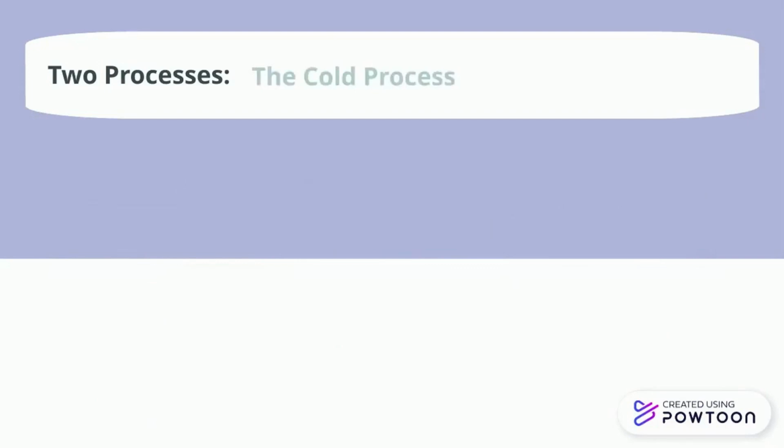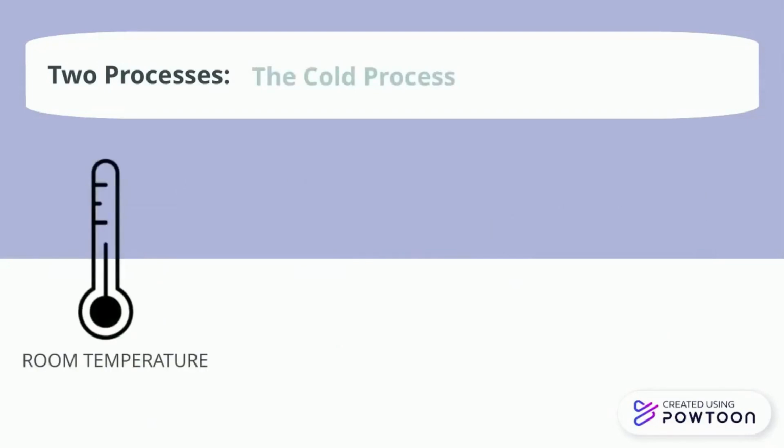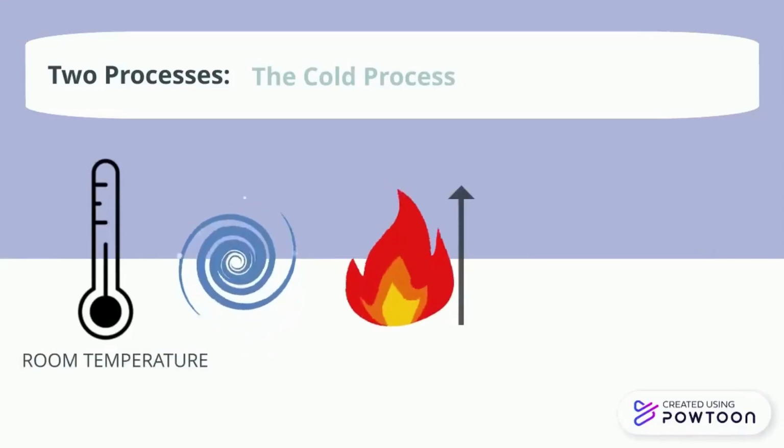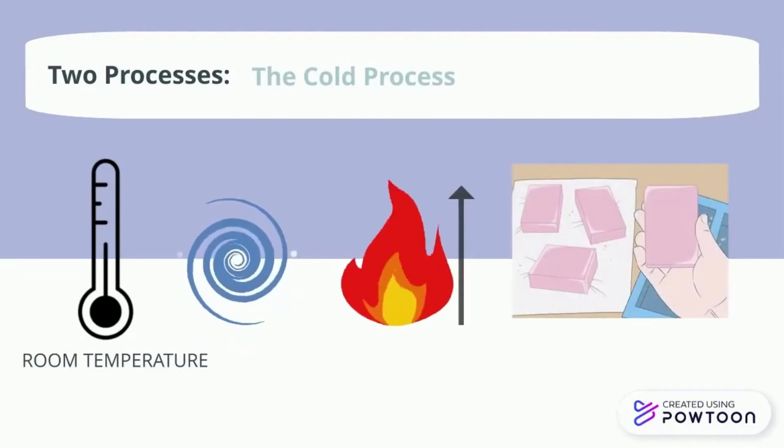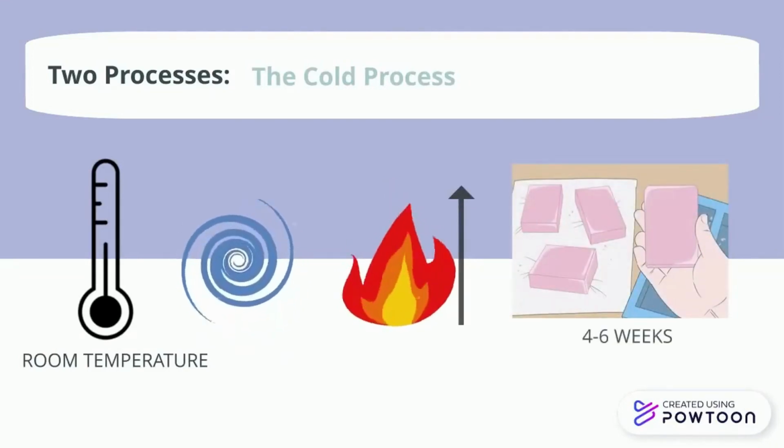The cold process, however, needs room temperature lye to mix with the animal or plant oil. As the ingredients mix and react, the mixture soon thickens and starts to heat up. The mixture is then poured into a mold before it gets too thick and is left to cure for 4 to 6 weeks.